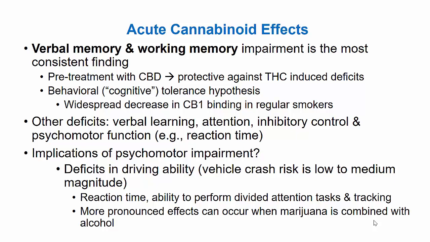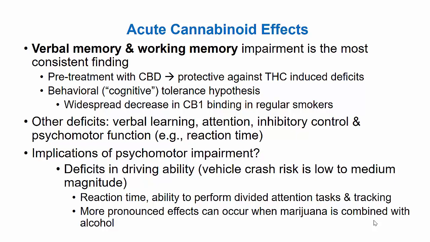I'm just going to repeat this point again. From PET imaging studies in humans, we have shown a widespread decrease in the brain's CB1 receptors in regular marijuana smokers. Later in the upcoming slides, we're going to look at how withdrawal symptoms in cannabis-dependent individuals are related to the changes in overall CB1 receptor binding.